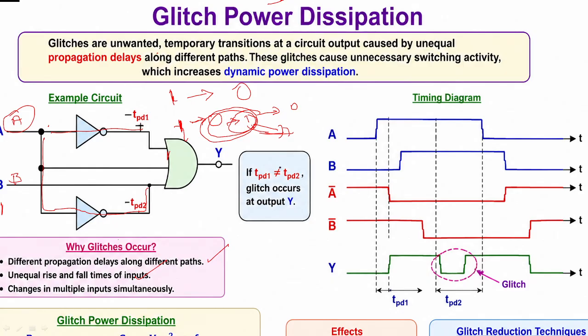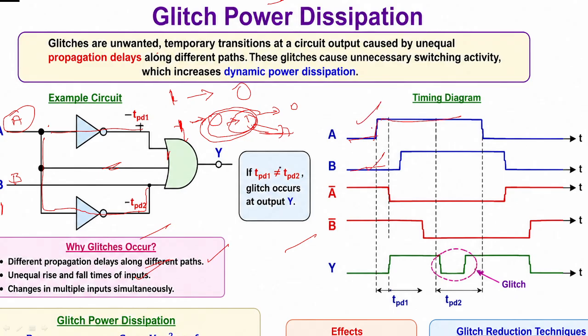You can see this is the path A timing diagram. In the right side you can observe this. This is the path A timing diagram, and this is the path B timing diagram, and this is the A bar. The difference is there between the A and B timing diagrams.